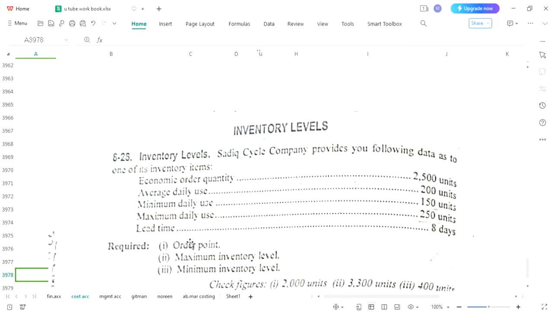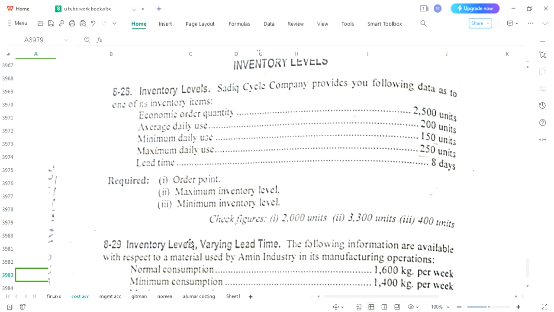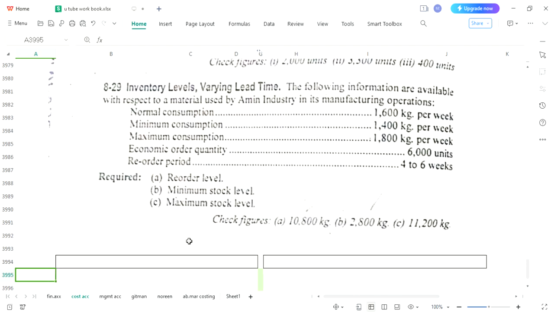Today's target is to solve and get an introduction to the first question regarding inventory levels. In the previous lecture, we already took an introduction, but that introduction was limited to the formulas only. Right now, we will see how to put the amounts into those formulas. Basically, we are concerned with four major aspects.